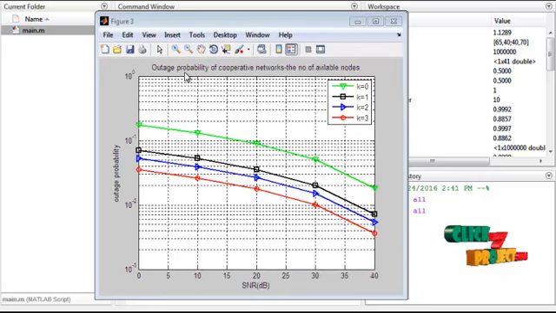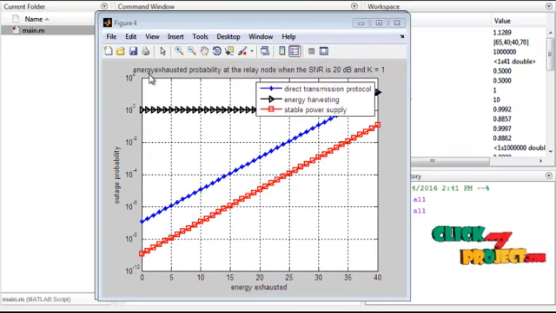In this figure, the outage probability of cooperative networks is shown against the number of available nodes, where K is the number of available nodes. The green line is K equal to 0, the black is K equal to 1, the blue is K equal to 2, and the red is K equal to 3. The y-axis is the outage probability, and the x-axis is the SNR in dB, the signal to noise ratio. This is the calculation of the outage probability of cooperative networks for K available nodes. That is the description of this figure.